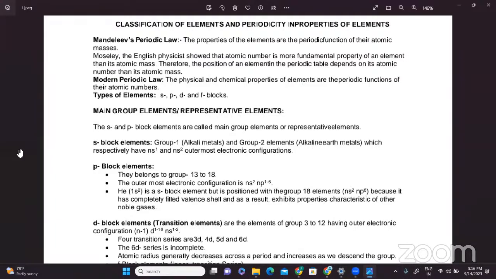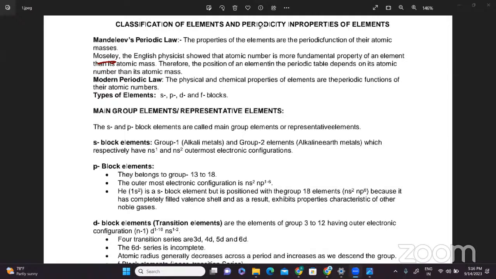Then there was a scientist called Moseley, an English physicist. He showed that the atomic number is a more fundamental property of an element than atomic mass.